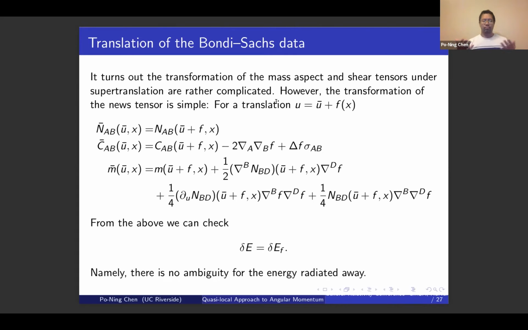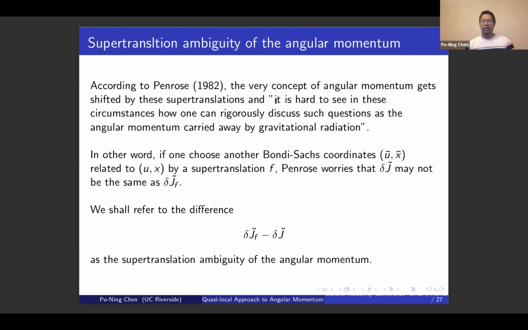Okay. Now, the next question is, well, how about angular momentum? There has been a worry that this won't be the case for angular momentum. Penrose wrote down that the concept of angular momentum gets shifted by this supertranslation, that it is hard to see how one can rigorously discuss such questions as the angular momentum carried away by gravitational radiation. Or in other words, suppose you have two different coordinate systems, u bar and u.